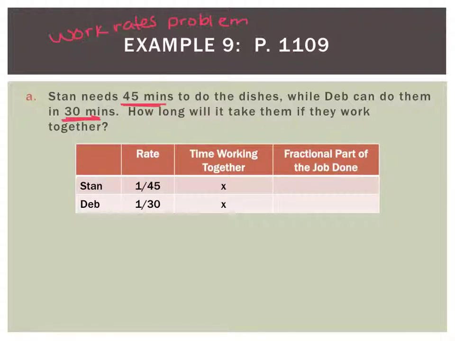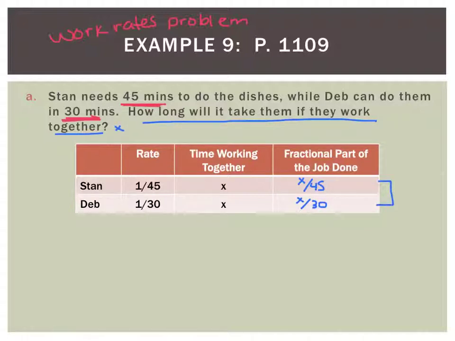Then time working together, that's what they're asking for. They're asking how long will it take them if they work together, so that's going to be X. And then the fractional part of the job done. If Stan works at a rate of 1 out of 45 for X number of minutes, he's going to have X out of 45 part of the job done. Same thing for Deb. She'll have X out of 30 part of the job done.